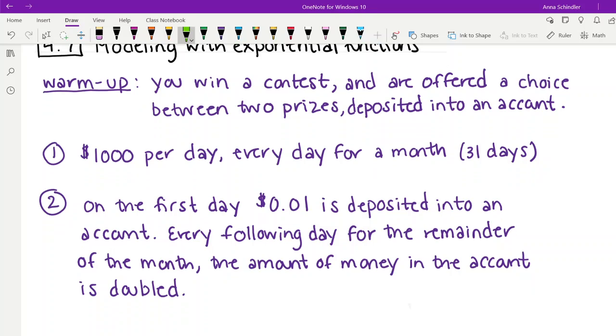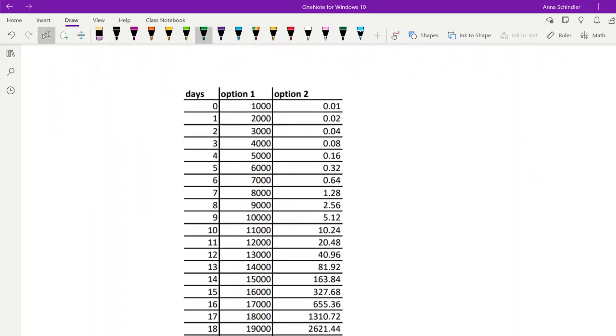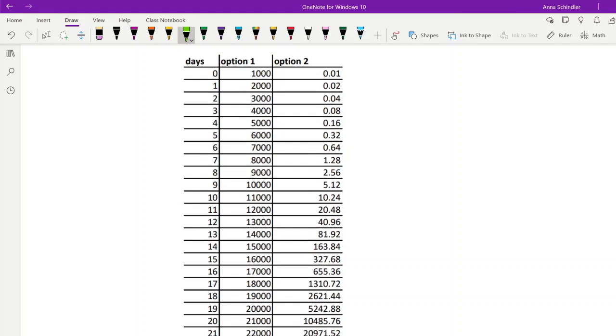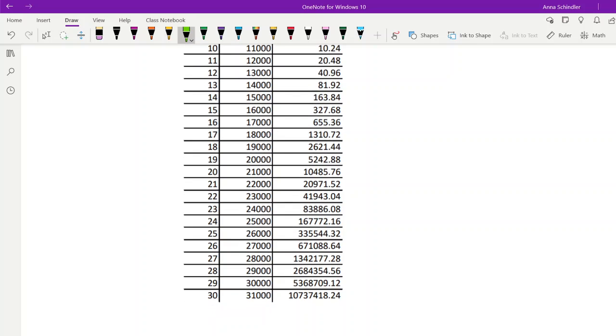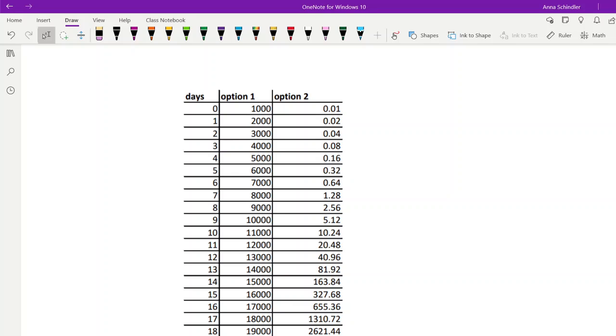So let's see what actually happens when we crunch these numbers. I made this table. The way that I labeled the days, I started with 0. So the first day counts as 0. I did that so that when we write down formulas for these two different options, they come out a little bit more cleanly. But yeah, let's take a look. If we look at option 1, as we expect, it goes up by $1,000 every day. And so by the time we get to the bottom, we have $31,000, which is great. Would not turn that down.